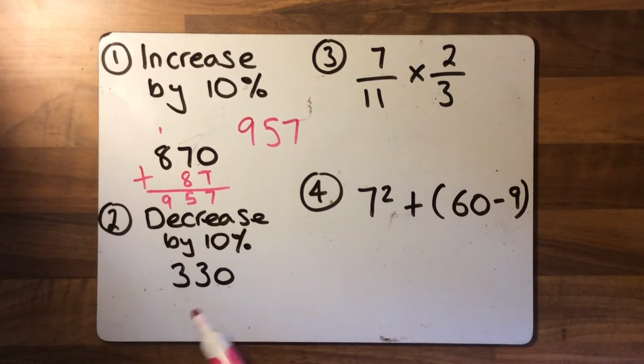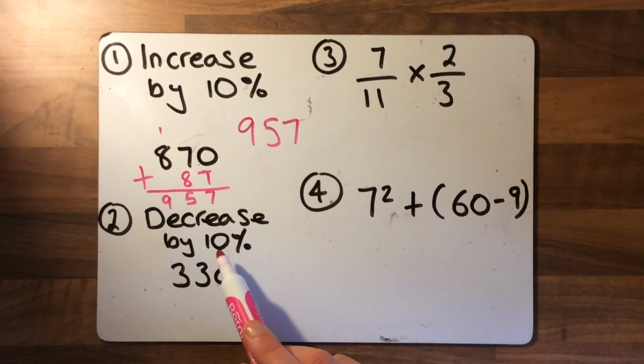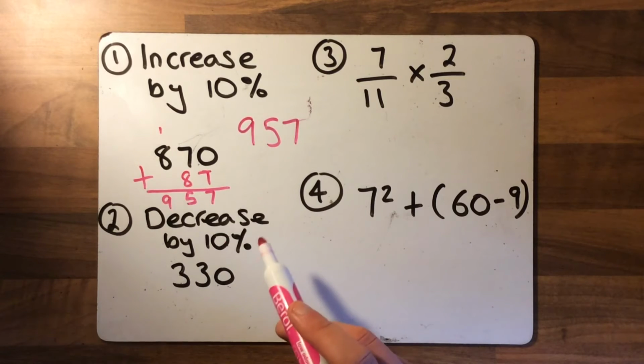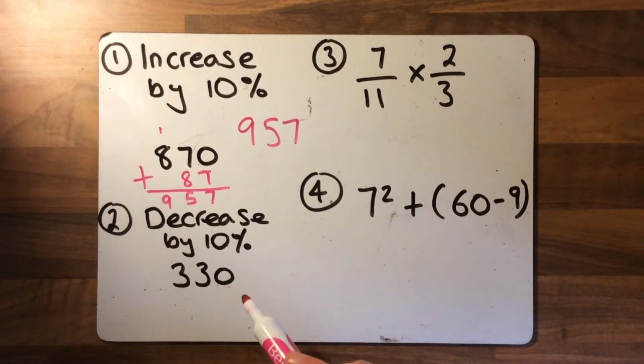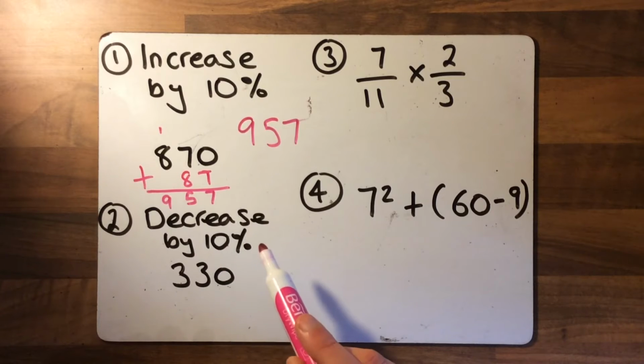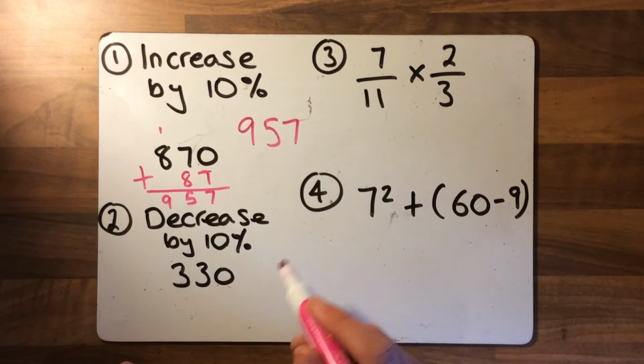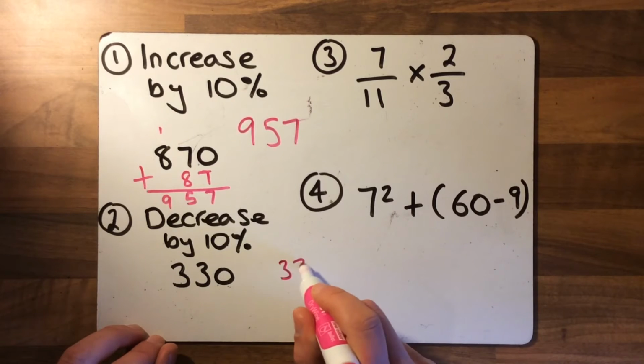Looking at number 2 now, 330 gets decreased by 10%. So if there was a television for sale for £330, and they were decreasing the price by 10%, what would the new price be? So again, we have to find the 10% first of all. So 330 gets divided by 10 because percent is measured out of 100 and there are 10 tens, aren't there, in 100? So that's why we need to divide it by 10. So 330 divided by 10 is 33.